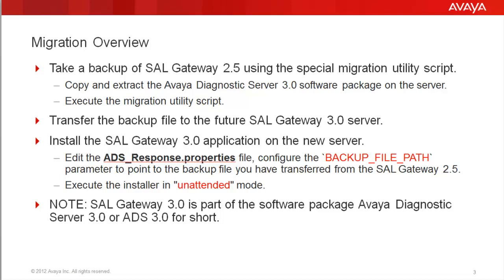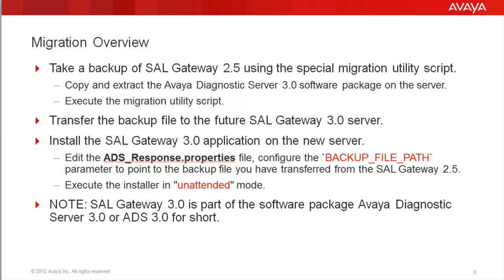Now let me present you an overview of the migration process. The first step is to take a backup of SAL Gateway 2.5 using the special migration utility script. We will copy and extract the Avaya Diagnostic Server 3.0 software package on the server, then execute the migration utility script, which will generate the migration backup.